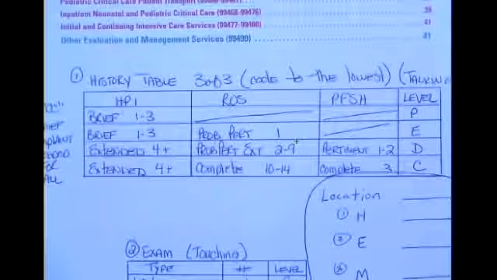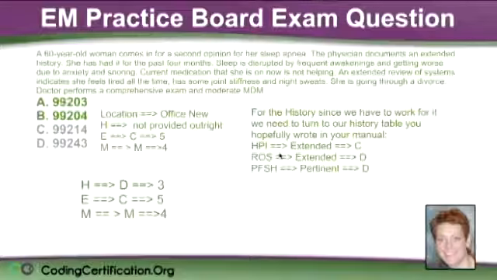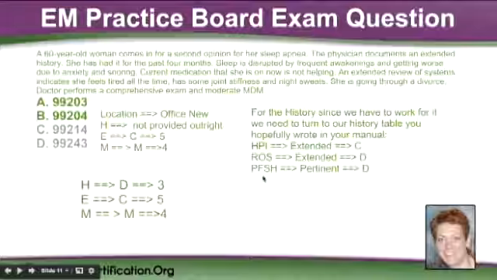Okay, so they're making us work for it on the slide. Let me go back there real quick. There we go. So HPI is extended. The ROS was extended. The past family social history is pertinent because when you read about it, it was just really talking about she's going through a divorce. Okay. So when you go back to the table, we're trying to plug in extended, pertinent. And the extended, we'll see, will come out to a C. The extended ROS comes out to a D, and the pertinent comes out to a D. So let's see how that works out. Extended, pertinent.